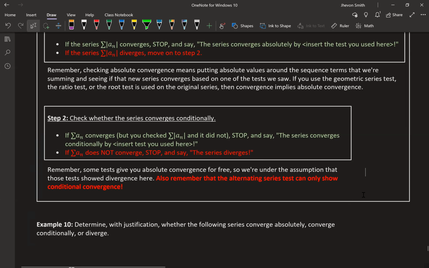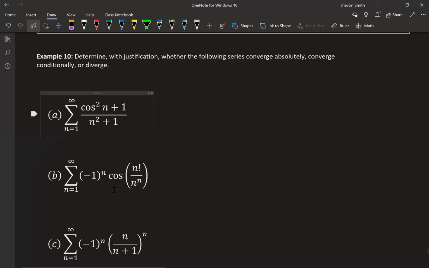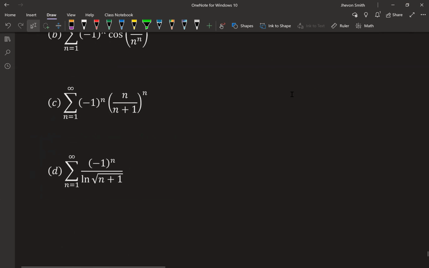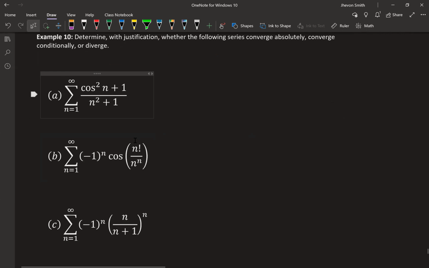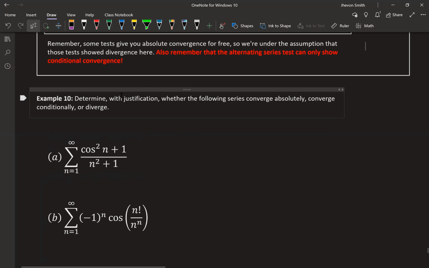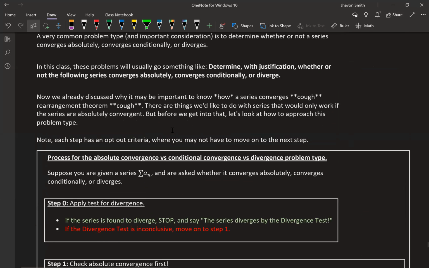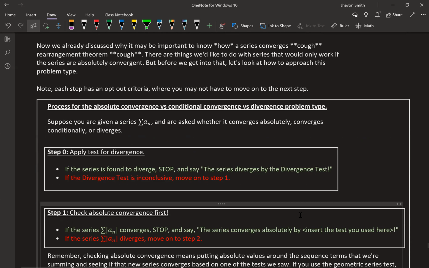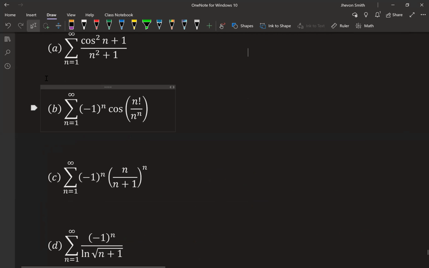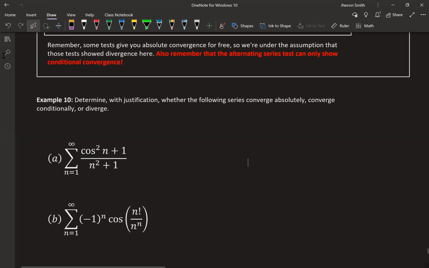Okay, so that's that. And we are going to run through these examples here, where I'm going to show you what it would look like to talk about one of these problems. But I think before that, I do actually want to talk about the process so that we can go through these problems a lot more efficiently.